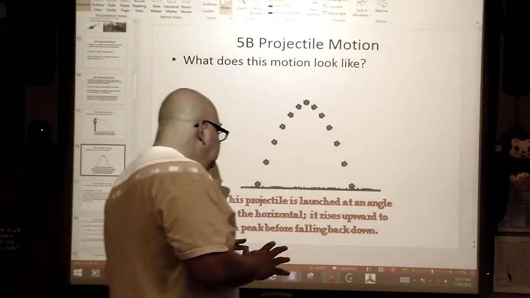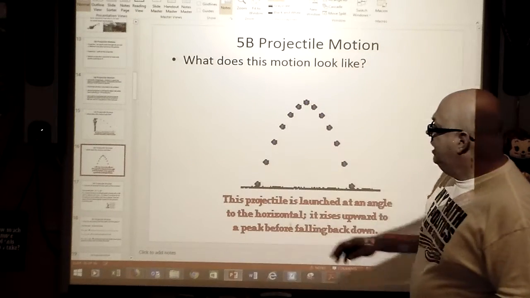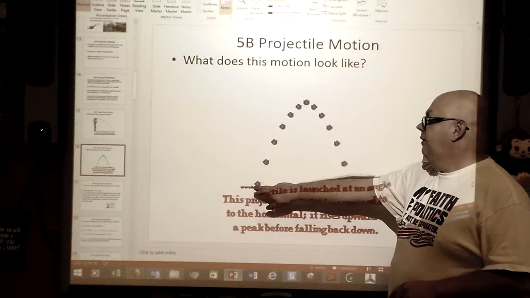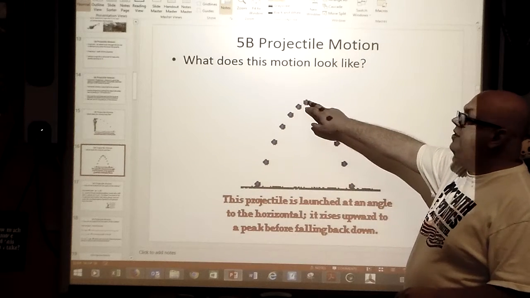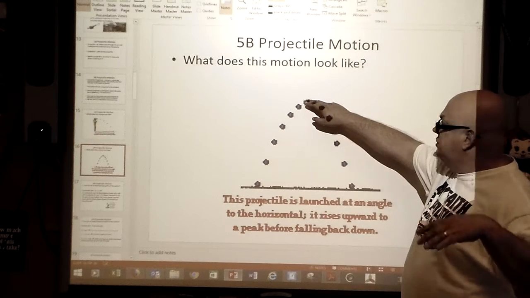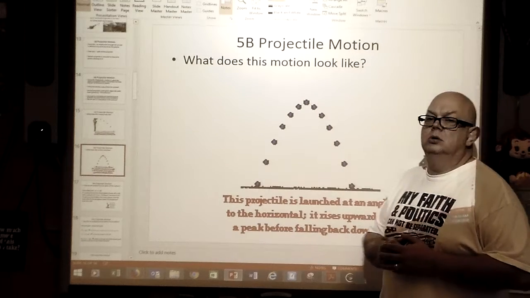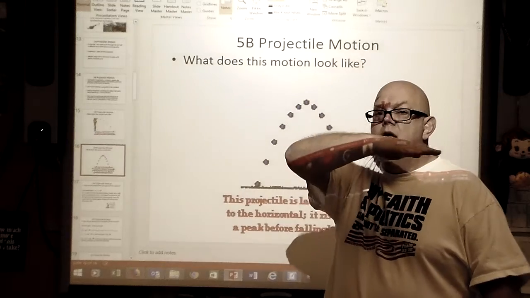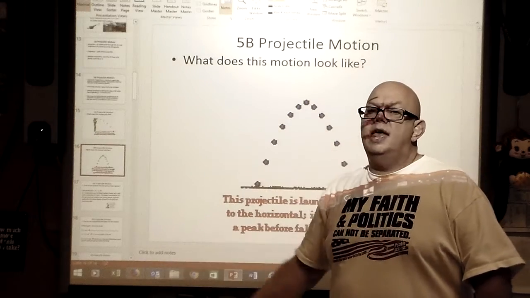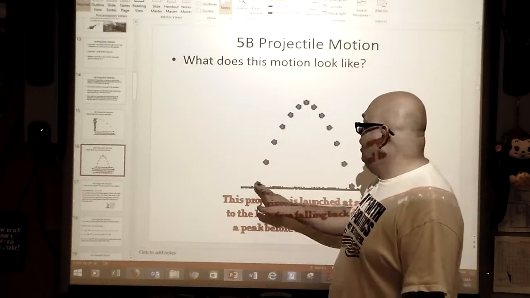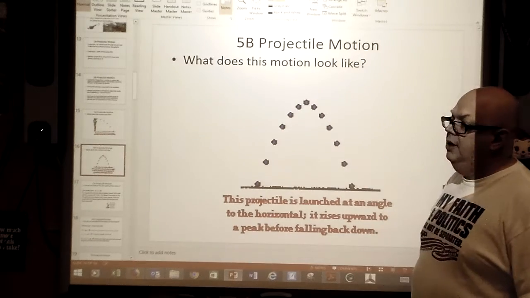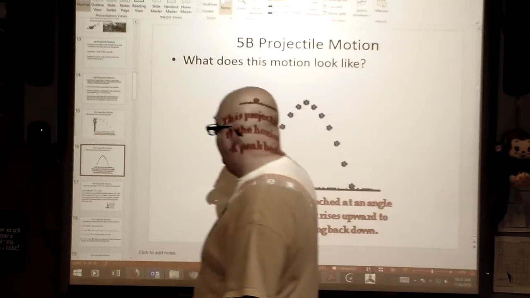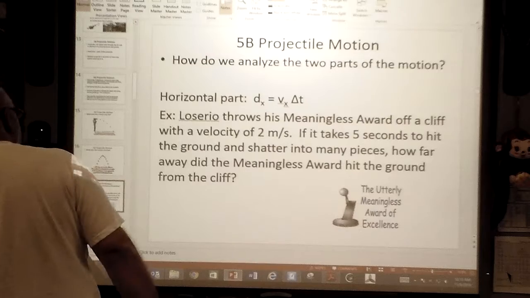When we look at projectile motion, we can also look at it launched from the ground. It goes up into the air for a certain time, it reaches a certain peak, and then it comes back down. So that's another way of looking at projectile motion. You've got the kind that takes off from a cliff and goes down, or you're launching it from the ground and you're going up. That's kind of half the fun about it.